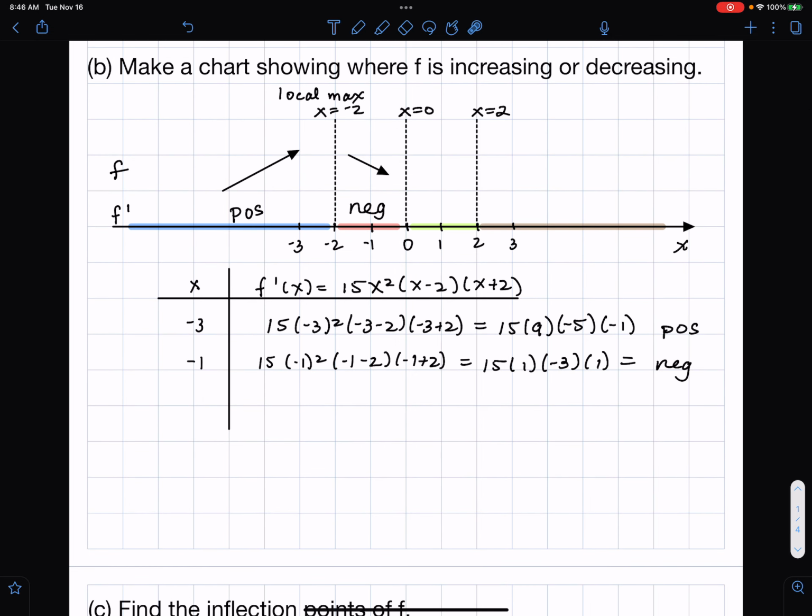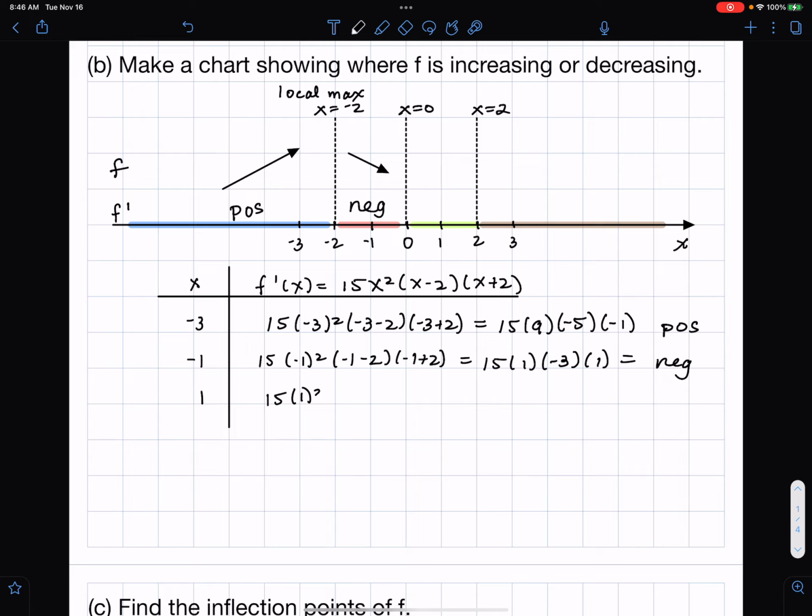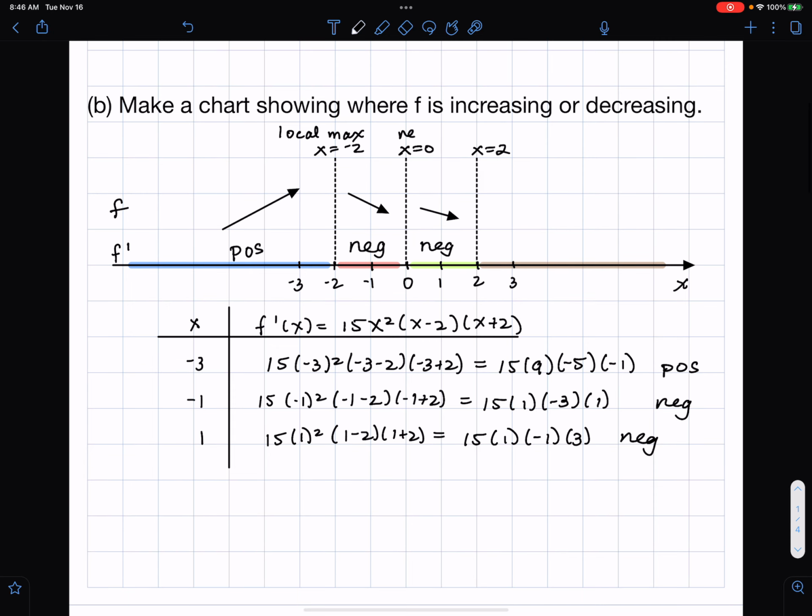Now I'll pick another test point in this next interval. I'll put in 1, and I have 15, 1 squared, 1 minus 2, 1 plus 2, and that's going to give 15 times 1 times negative 1 times 3, which is negative. It's not really that good to write equals negative. It's a little bit bad notation. So I have negative here, and then the graph is increasing again. This means that x equals 0 is a critical number, but it's neither a max nor a min.